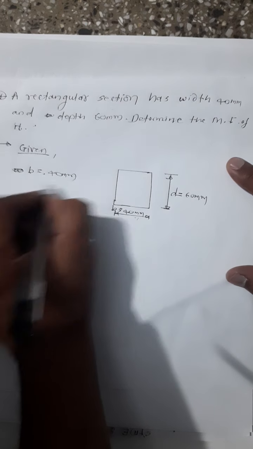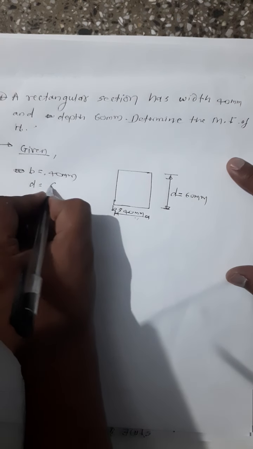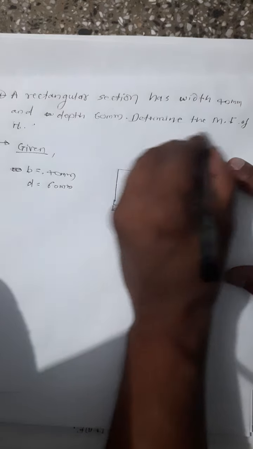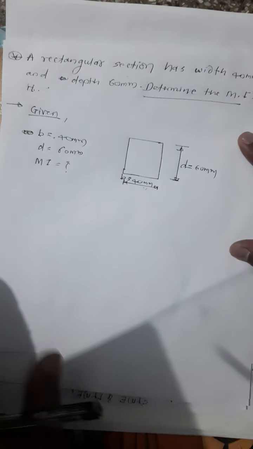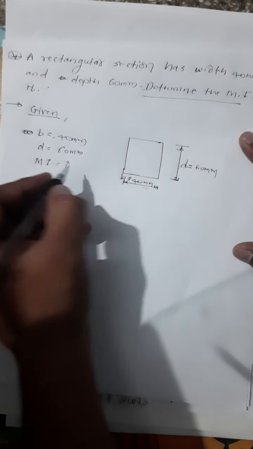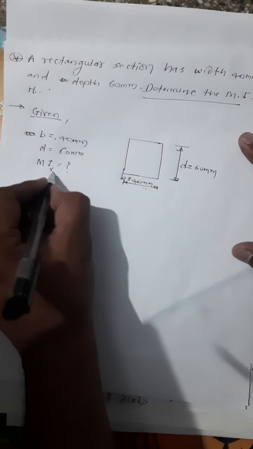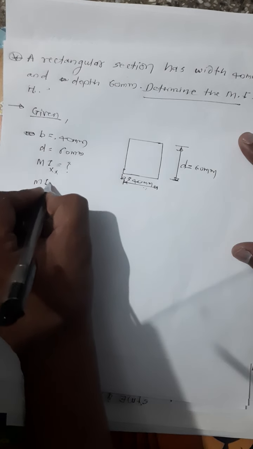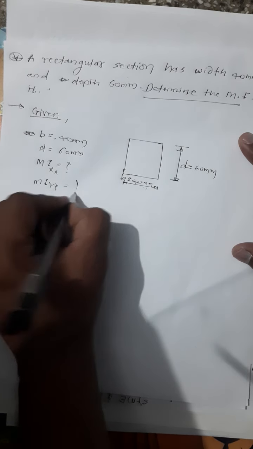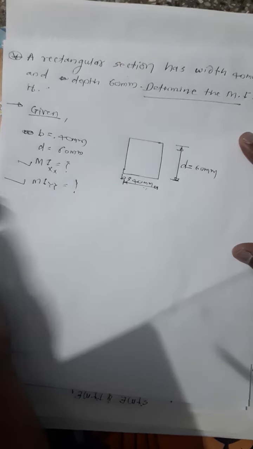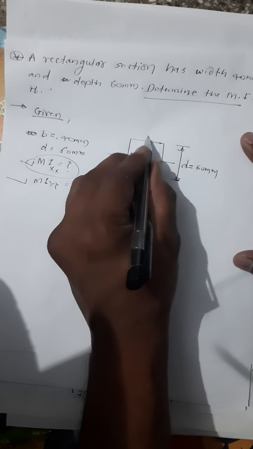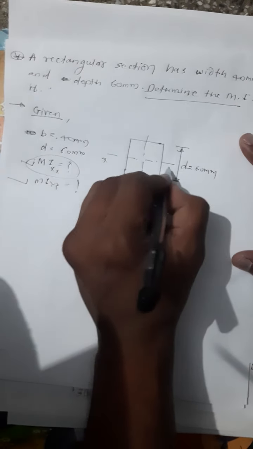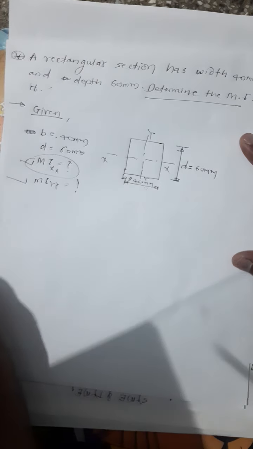So width is 40 mm, and depth of this rectangular bar is 60 mm, and they want to calculate EMI. We have a chance to calculate EMI about XX, or about YY. Out of these two, calculate any one. So calculate EMI about XX. You know very well, we have the XX axis and the Y axis of this section. This is XX and this is YY.